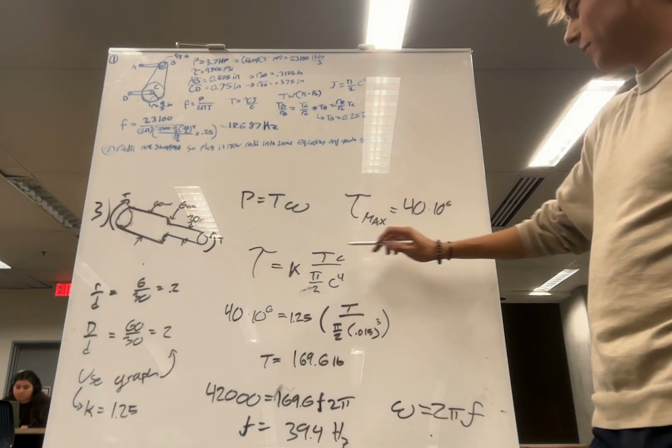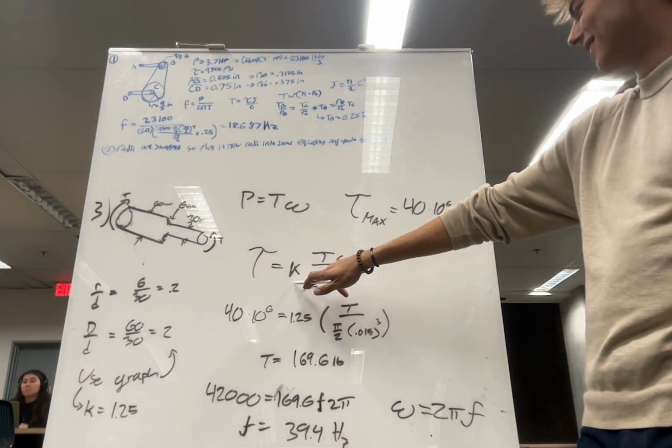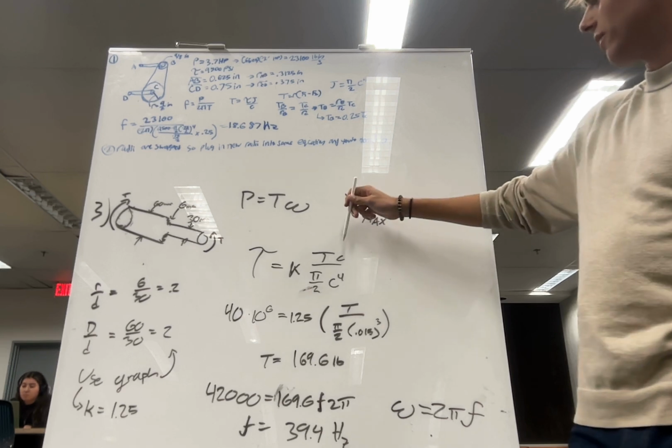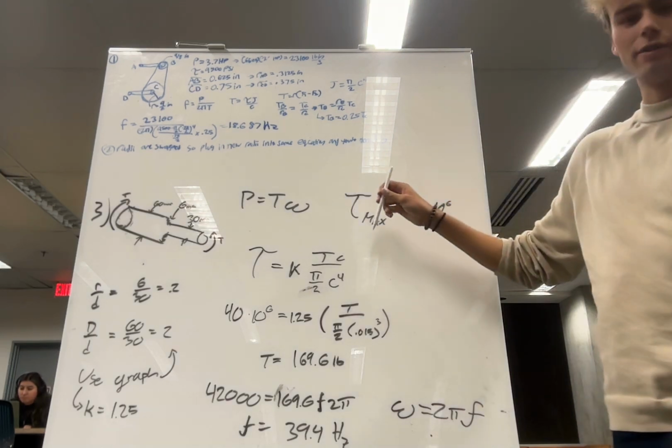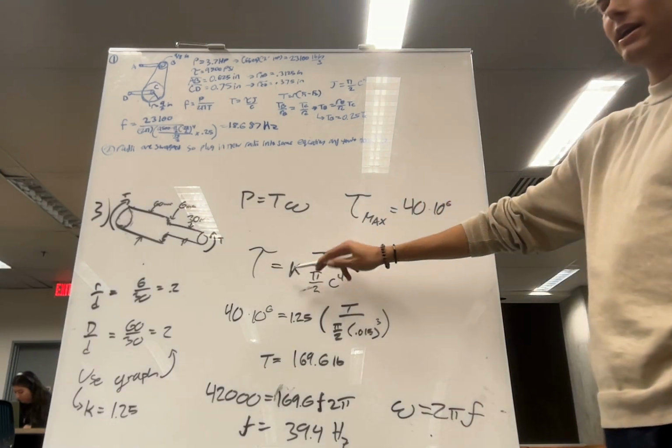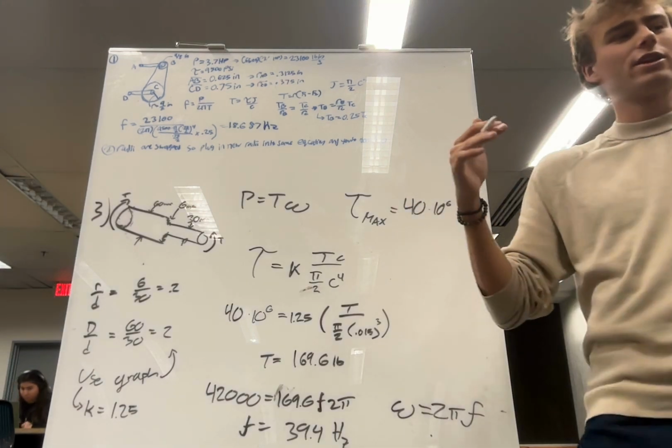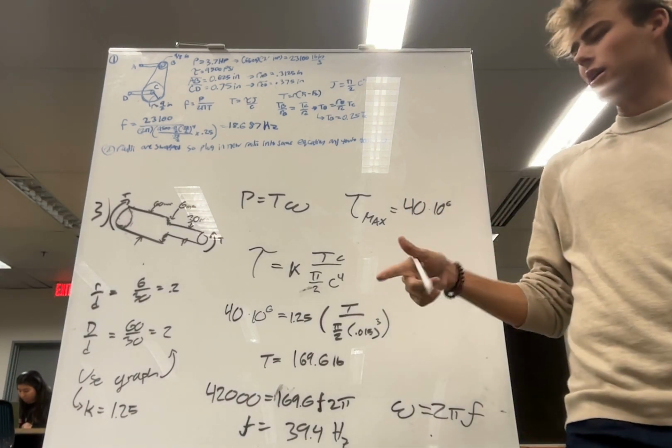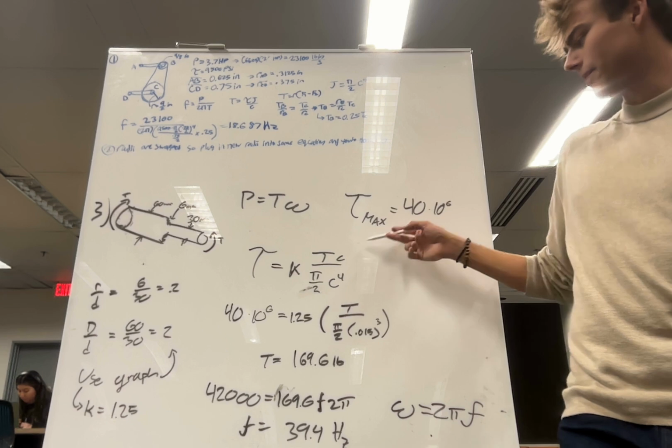And then we're going to go ahead and plug k into the equation. This is the same equation that we've been using before, Tc over J, but now we have a k in it. That's just when you have a stress concentration, like a hole or a fillet. So it's pretty much the same thing.